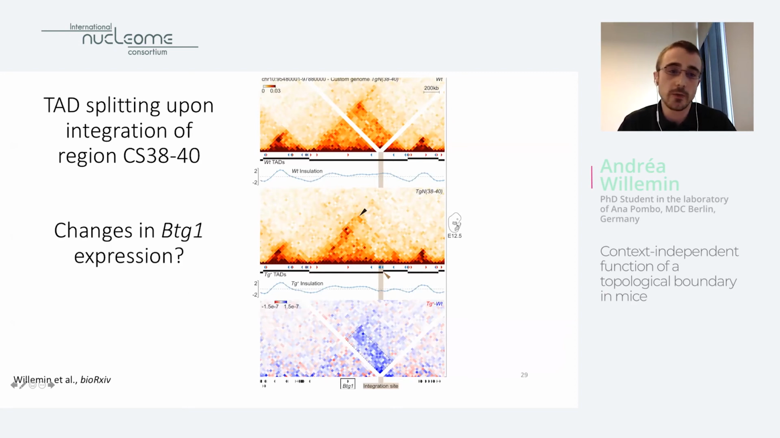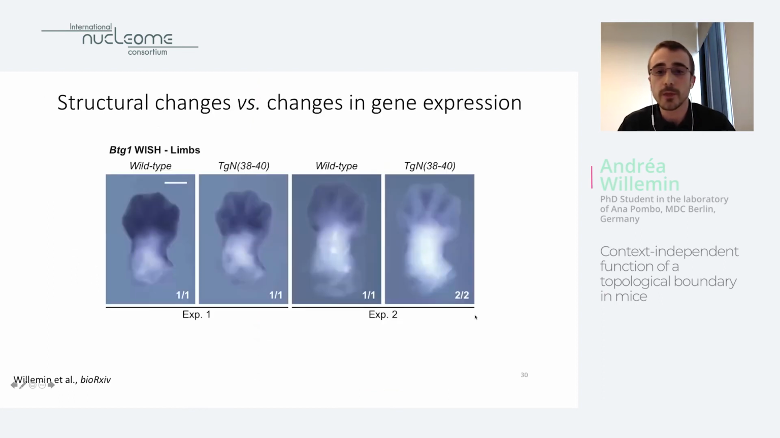So we then set out to determine whether the integration and the structural remodeling of the locus had an impact on the expression of the BTG1 gene. To answer this question, we performed in situ hybridization of BTG1 in E12.5 embryos. So in the wild type, we observed a strong expression of the BTG1 gene in limbs, among other tissues, but in the mutant, the transcript levels appeared to be decreased, and these results were reproducible between two independent experiments.